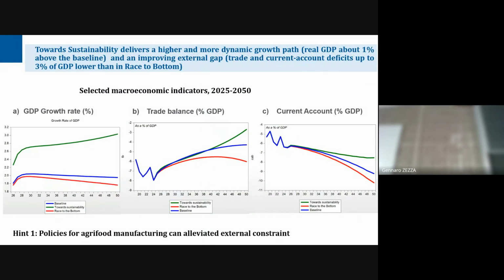So again, no surprise for the trade balance, but it's at least interesting to quantify the difference between the downside and towards sustainability scenarios, of 3% of GDP, which is a decent result, I would say. First, by investing in just six agricultural manufacturing sectors, you don't have surpluses. By improving their export income, you don't have surpluses, but at least it can mitigate somehow the external balance. And also in terms of the current account, you don't have the expected continuing decrease.